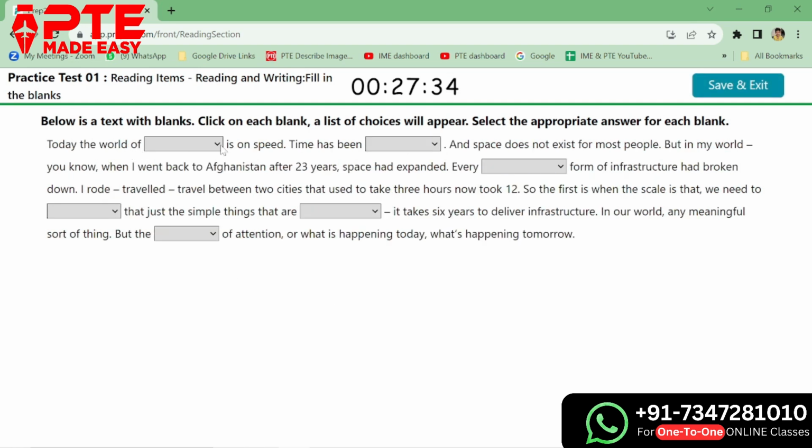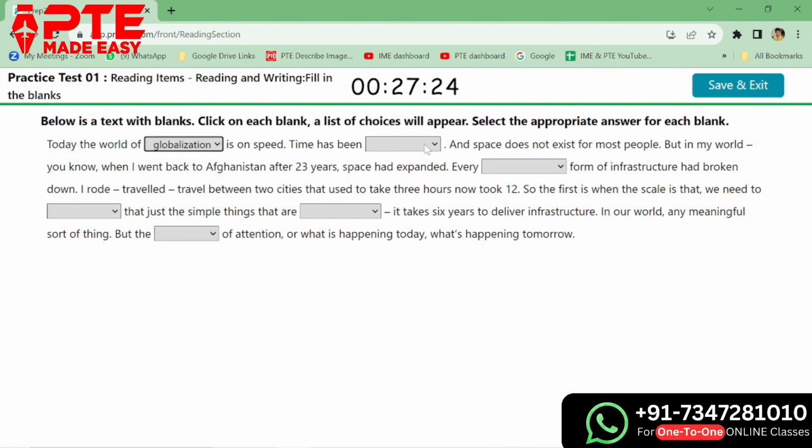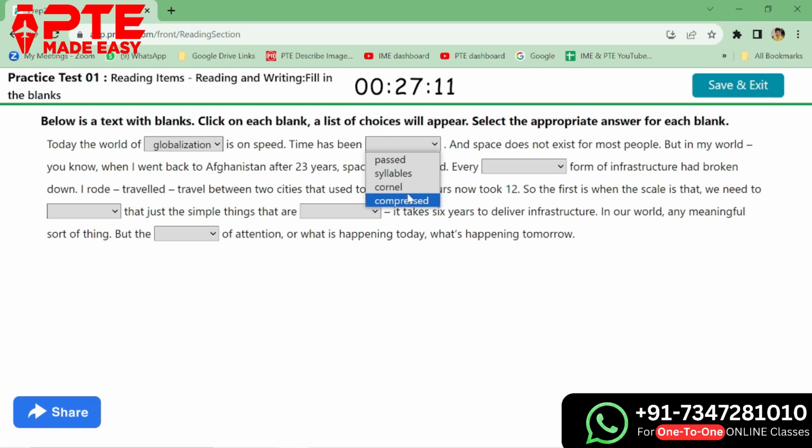Today, the world of dash is on speed. World of what? World of globalization. Not Venice, matter, stupid. World of globalization. Time has been dashed up. Now here, past. We usually use time has been past. Time has been syllables, no. Here we need a verb only. So past is a verb and compressed is a verb. What are we going to use here? That's what we need to see.